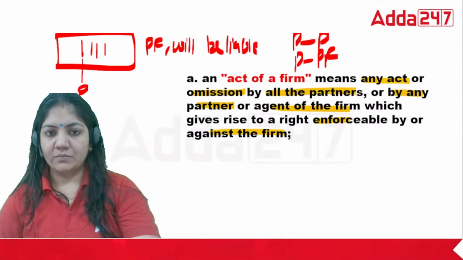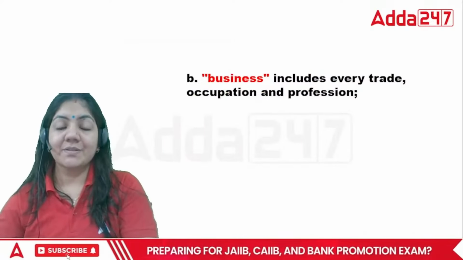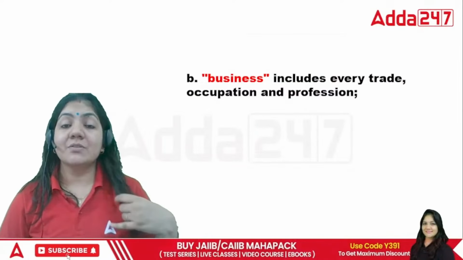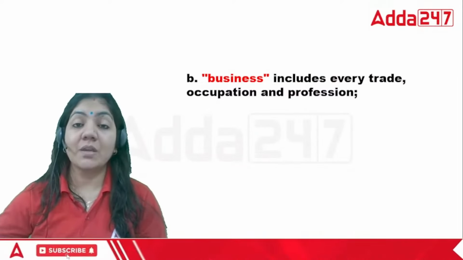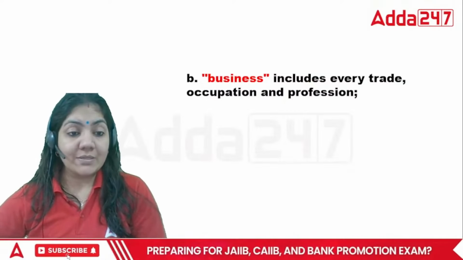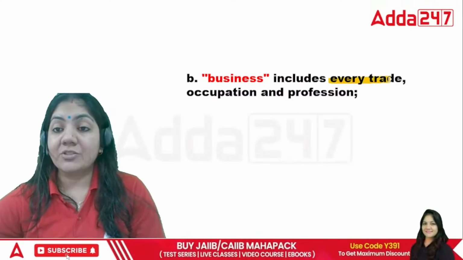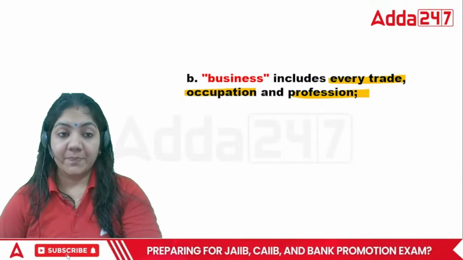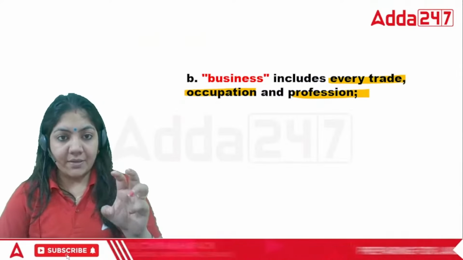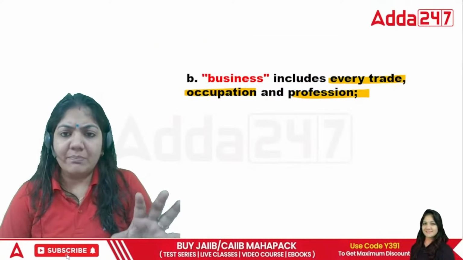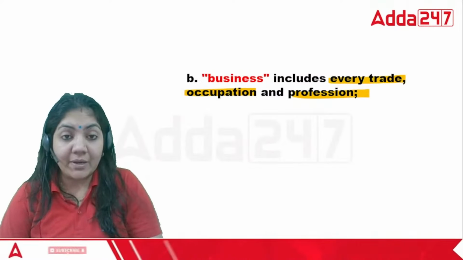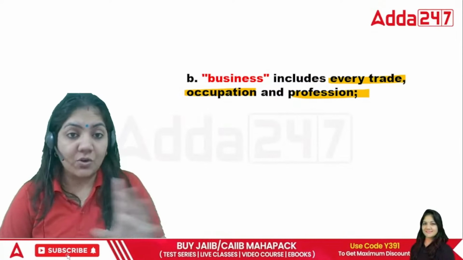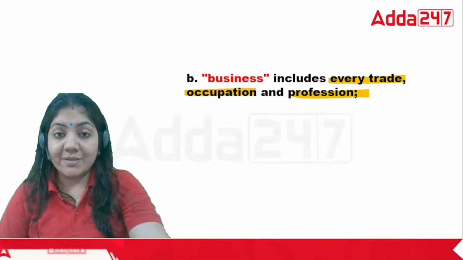Now next one, what is business? If partners are there in the partnership firm, their basic aim should be to do business. So class, what does business include? It includes every trade, occupation and profession. This is called business. If all partners are not doing any work, this is not the basic purpose of the partnership firm. If you are making a partnership firm, it means you have to do some business, and that business should be lawful, not unlawful. So this is your basic term of business.